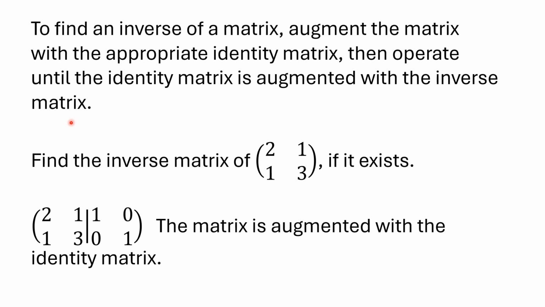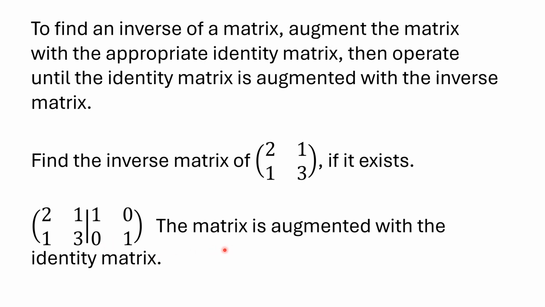If you're familiar with reduced row echelon form, in taking a matrix and solving a system of equations, we augment with the constants from the various equations. Here we augment with an identity matrix. So we're going to look for an inverse matrix to the matrix 2, 1, 1, 3. And so we augment it with the identity matrix.